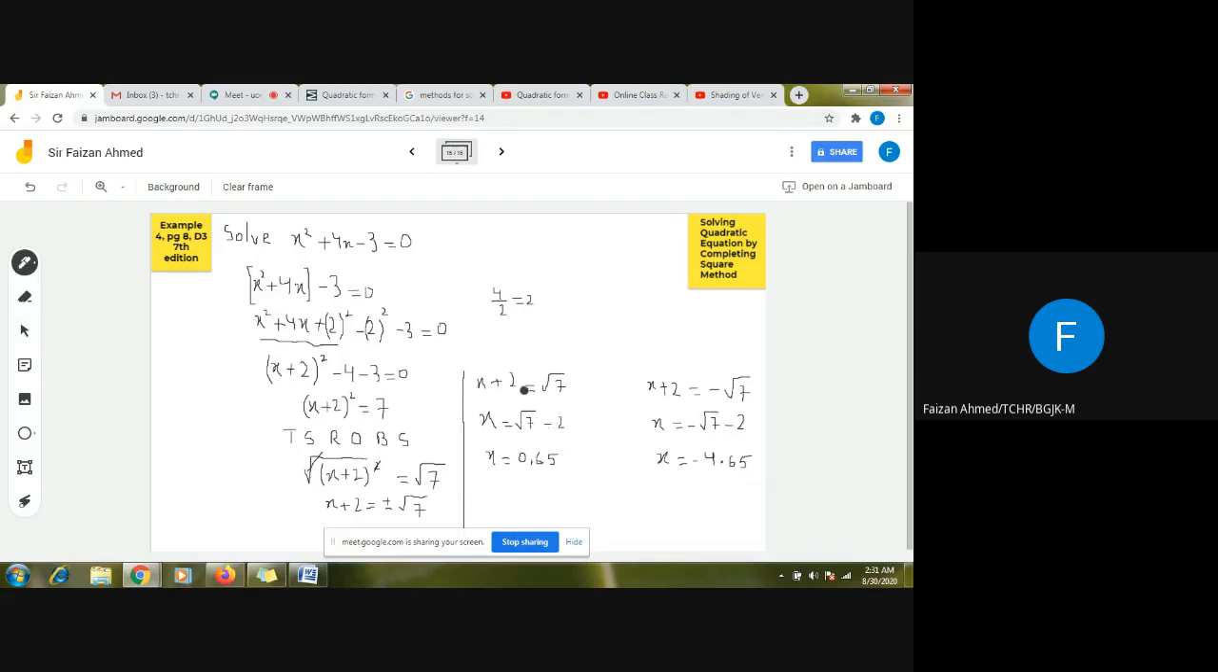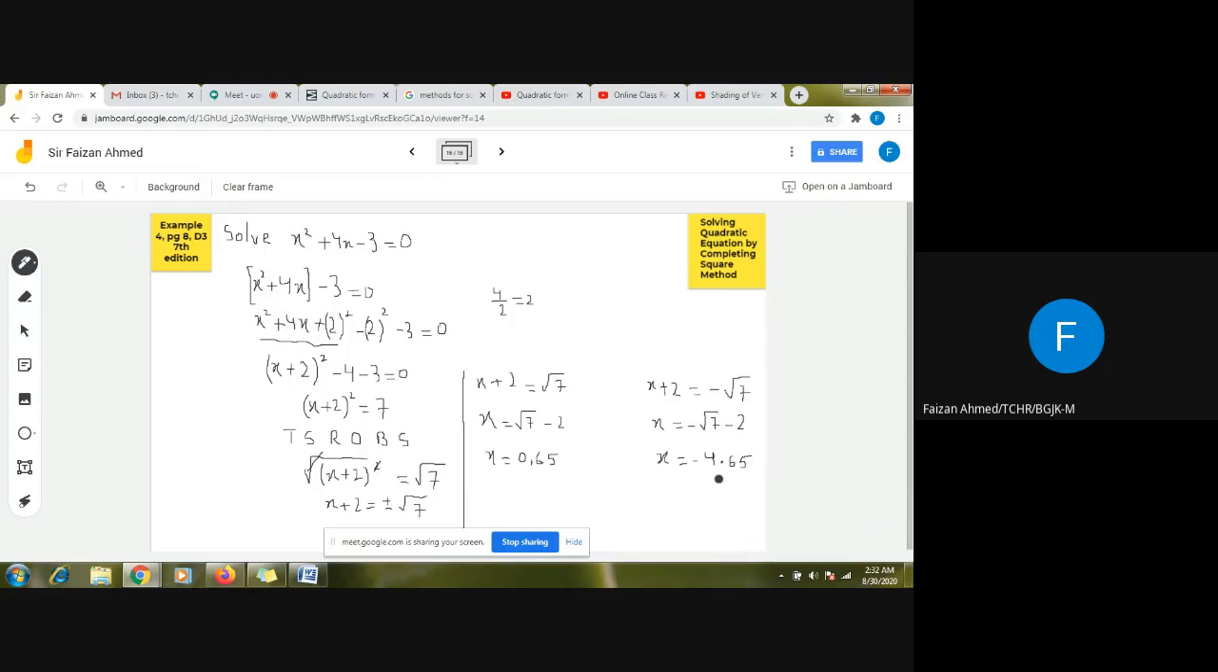So x plus 2 equals positive root 7. This plus 2 goes to the other side and becomes minus 2, and the value of x equals 0.65. I have rounded the answer to two decimal places. And when I go for x plus 2 equals minus root 7, this positive 2 goes to the other side and becomes negative. Then minus root 7, you can use your calculator for that, minus 2 will give me an answer of minus 4.65. So these are the two roots, or you can say these are the two solutions of x.